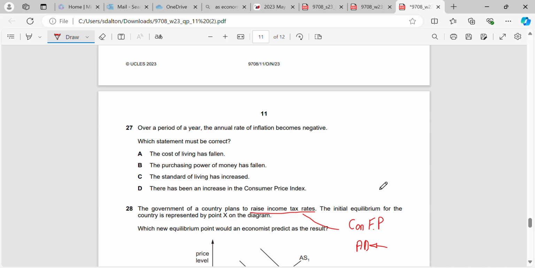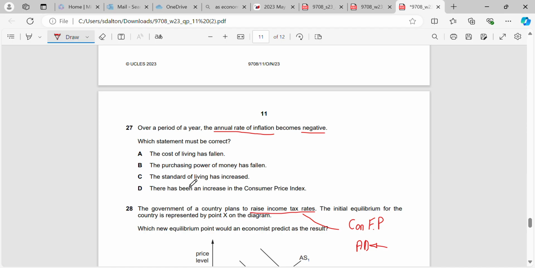Okay, over a period of a year, the annual rate of inflation becomes negative. Which statement must be correct? So, cost of living has fallen, purchasing power of money has fallen, standard of living has increased, there's been an increase in the consumer price index.